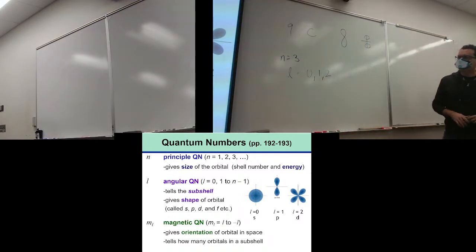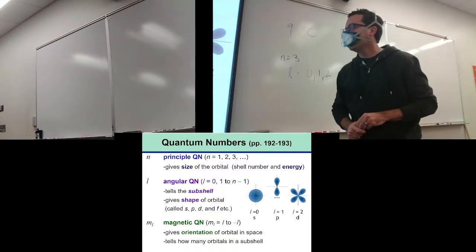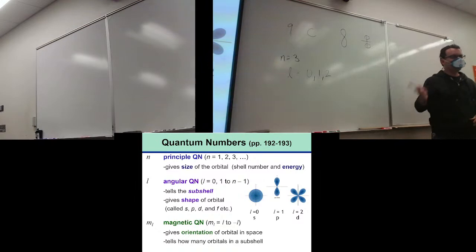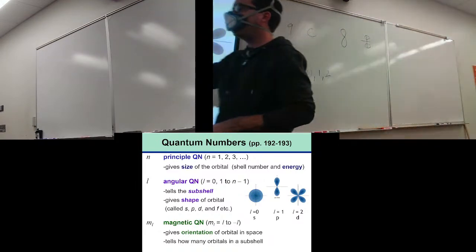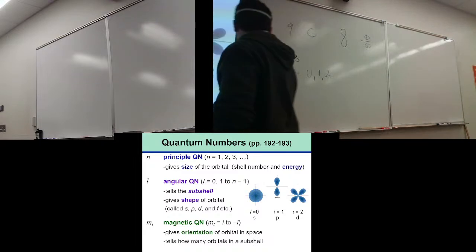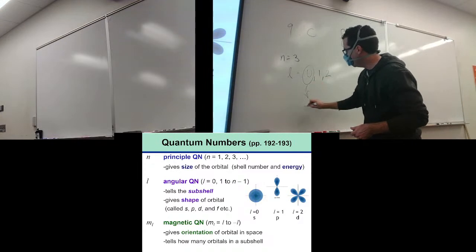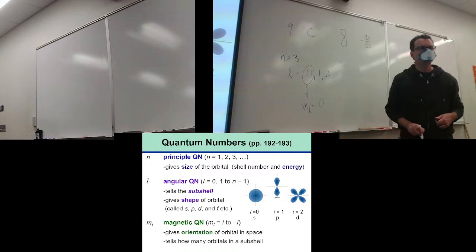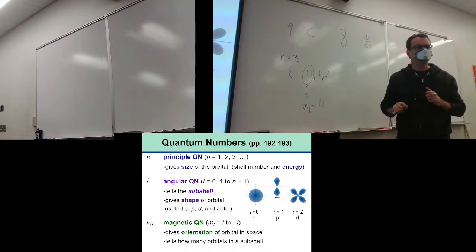The last one is M sub L. M subscript L, so we just say M sub L. That is the magnetic quantum number, and again, it depends on the previous quantum number. It is all of the integers between L and minus L. So if your L is 0, then your M sub L is only going to be 0. All the integers between positive and negative 0 is just 0.